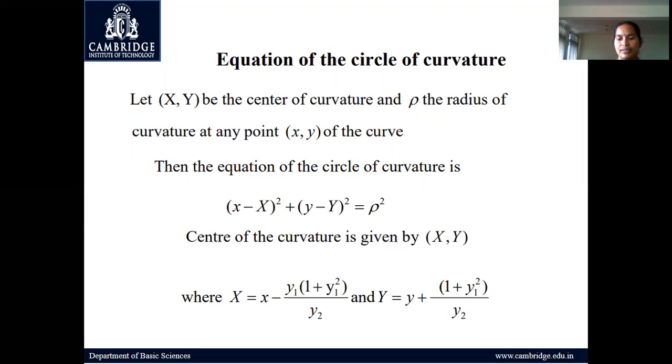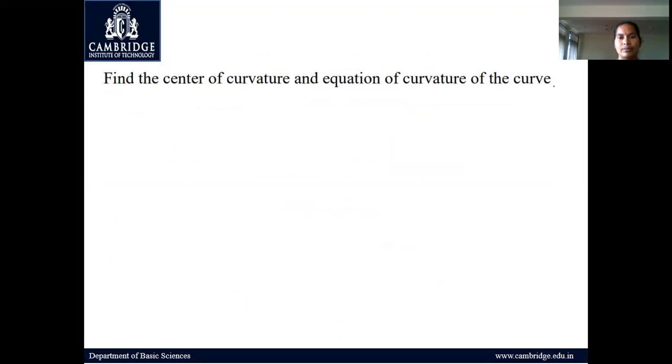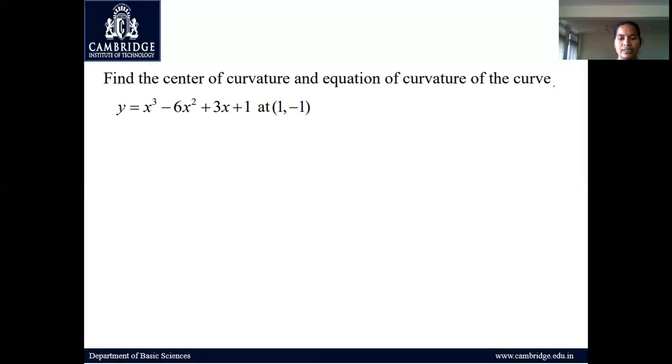Now we'll consider one simple example of how to identify the center of curvature and the equation of the circle of curvature. Find the center of curvature and equation of the circle of curvature of the curve y is equal to x cube minus 6x square plus 3x plus 1 at the point (1, minus 1). We have to consider this curve to identify the center of curvature as well as the equation of the circle of curvature.